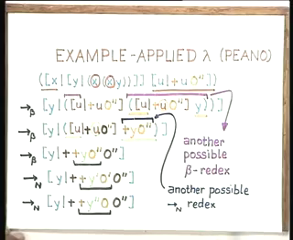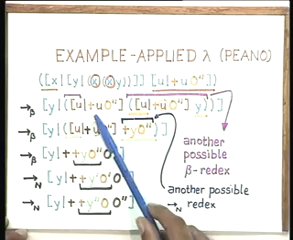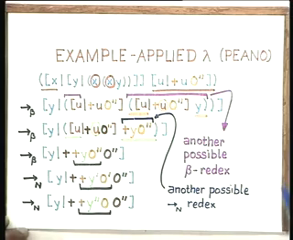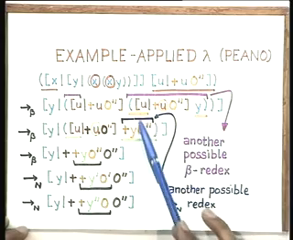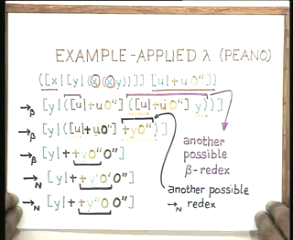And then here's an example of an applied lambda reduction, using Peano arithmetic. As I said, we went through this last time. We could equally well have chosen other possible beta redexes. I mean, there could have been several beta redexes. We could have mixed beta reductions with Peano reductions in any order.